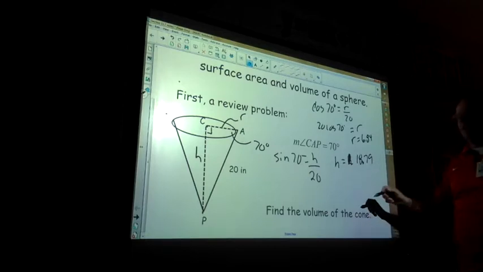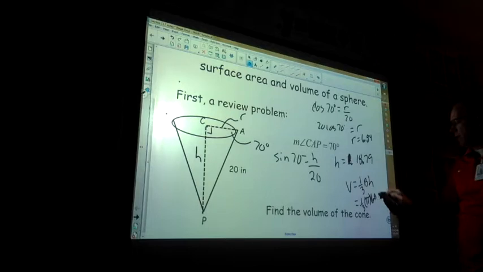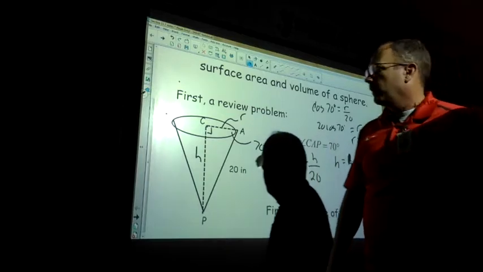So then if you're trying to find the volume of this, volume is equal to 1/3 area of the base times the height. So you get 1/3 area of the base, which is pi r squared. So pi times 6.84 squared times the height, which is 18.79. So if you multiply that all out, don't forget your 6.84 squared. Don't forget to divide by 3, and you'd get the volume. Okay?